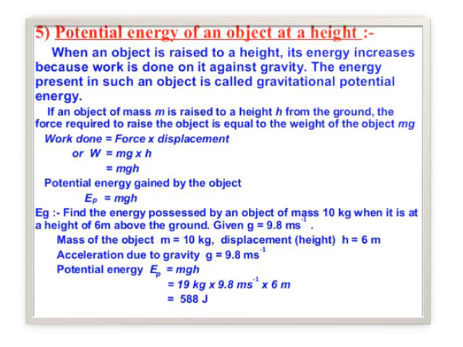So since the object is at a height, it has potential energy. So the formula for potential energy is mgh. So multiply the mass with the g value and the height. Here it comes around 588 joules.